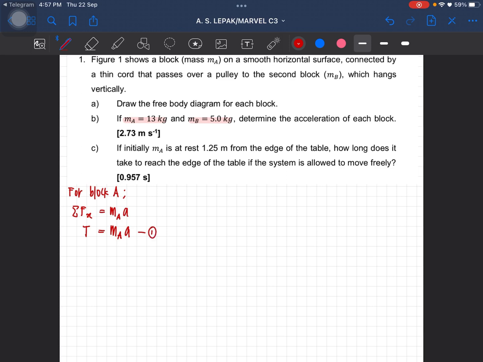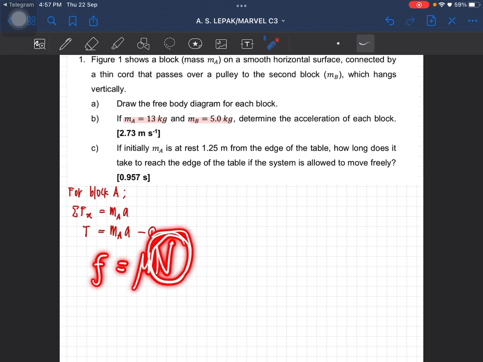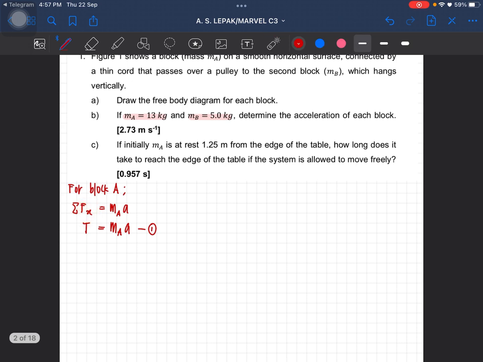Next, do we need to look at the y component? I don't think so, because we do not need the value of n. n is usually needed when the surface is rough, when there is the presence of friction, where friction is equal to mu n. Okay, here is where we need to find the value of n. But in this case, we don't need the value of n because we only have tension present in the x component. Next, let's look at block B.